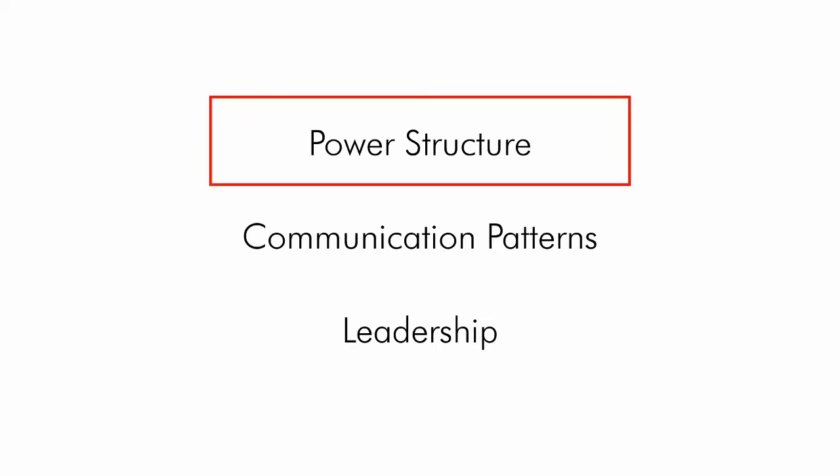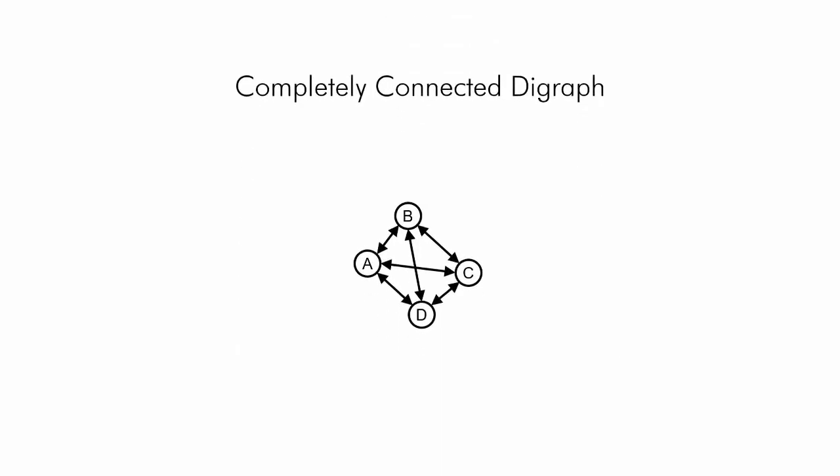And the simplest case regarding this aspect is the completely connected graph. Completely connected graphs have directed edges between any pair of nodes in the network. That means you can select any 2 nodes and there will be an edge from the first to the second node and vice versa.